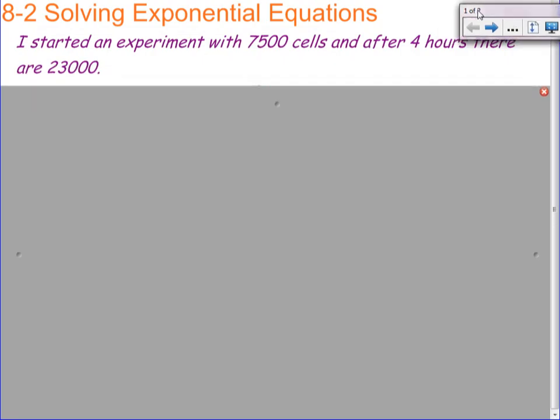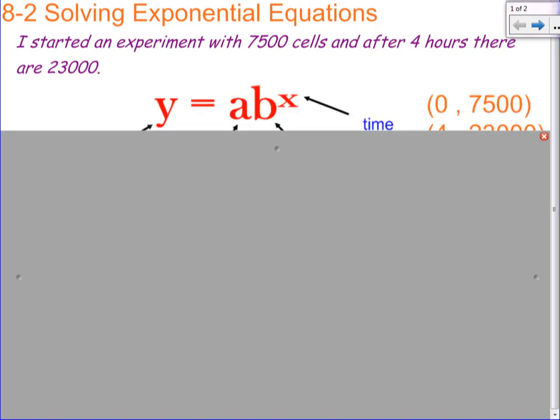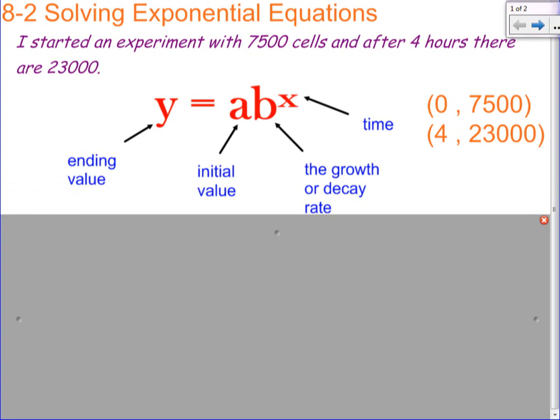All right, so we are going to look at solving exponential equations. What helps on these is if you put some context to it rather than just memorizing the process. So what I've done here is giving you this example. Let's say we have an experiment and we have 7,500 cells in a petri dish, and after 4 hours they've multiplied to 23,000. Doing that allows us to remember a little bit easier where to put these numbers.